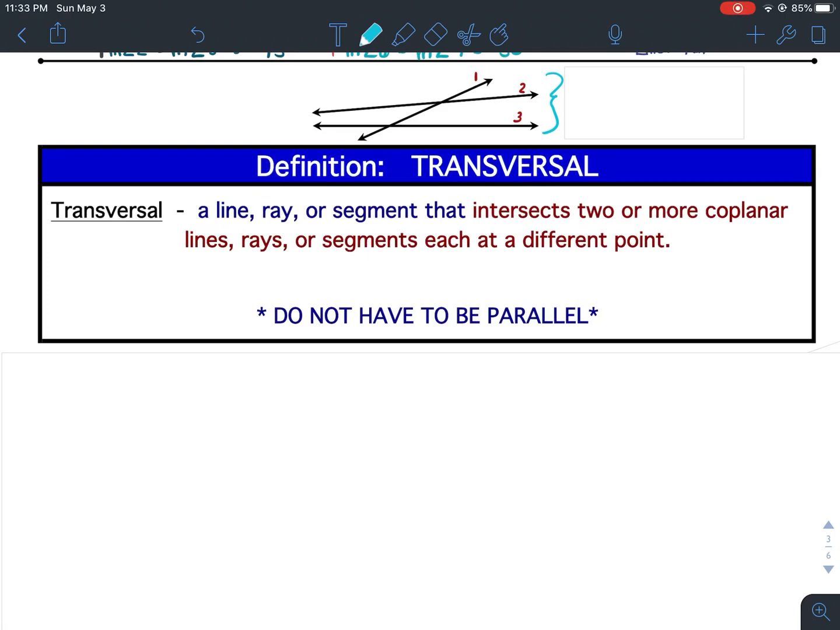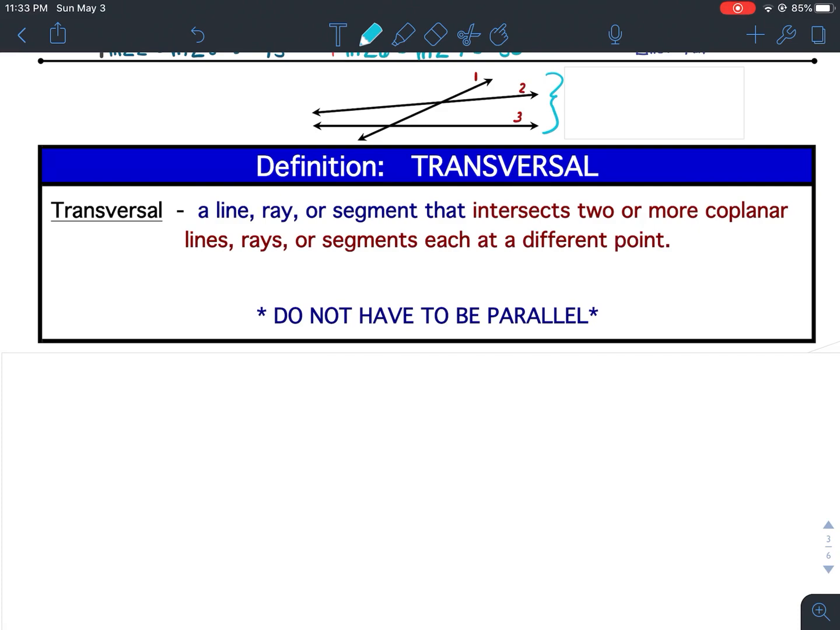Okay, a transversal is a line, ray, or segment that intersects two or more coplanar lines, rays, or segments, each at a different point. Well, one word in that definition that you may not be familiar with is coplanar. You should know what a line, a ray, and a segment is, but coplanar might be something you're not familiar with. All right, coplanar, the best way for me to describe this is think of the floor.